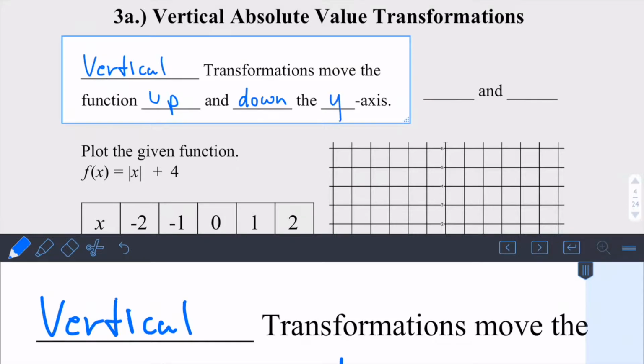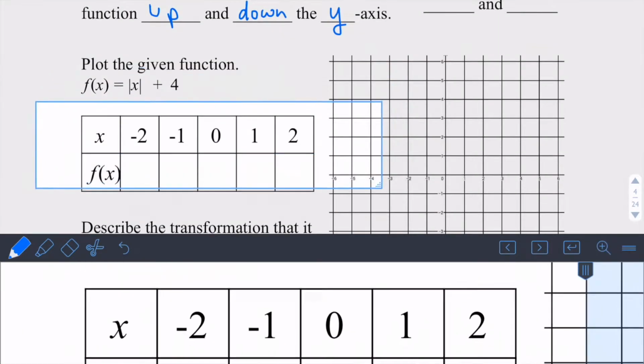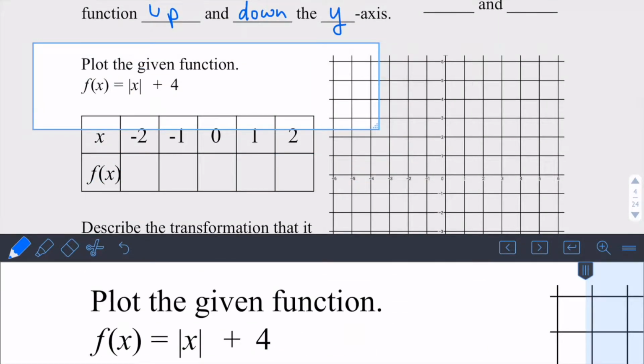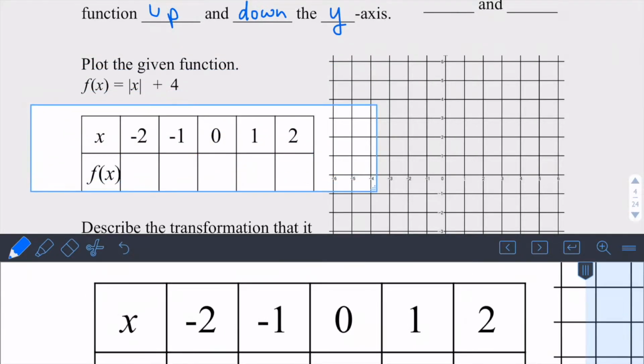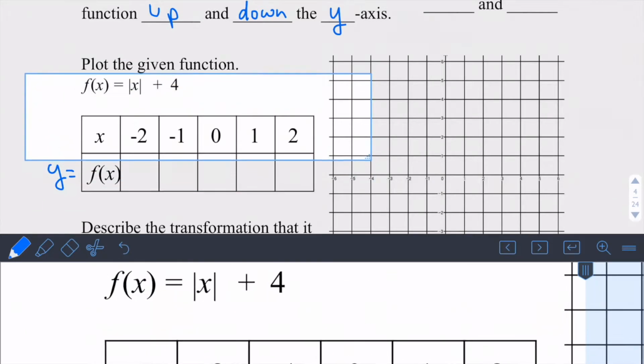on the y-axis. Just like before, when we were given this absolute value function, f of x equals the absolute value of x plus 4, we can use points, inputs and outputs. Again, remember that f of x is just a fancy way of saying y. And we can input our first value and get our second value.